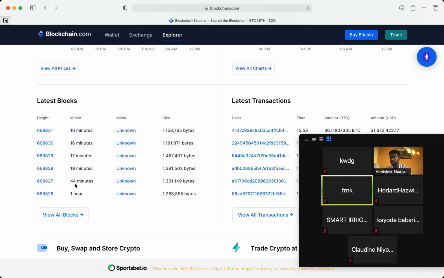You can see one block got created 44 minutes ago. The next block after that got created 19 minutes ago, right? So there is a difference of 25 minutes between them. The difference in time between block 27 and 28 was 25 minutes, if I'm not calculating wrong. Between 28 and 29 it is 2 minutes. 29 and 30 is 1 minute. 30 and 31 are the same. And if I refresh, some other number might come. So it is uncertain, right?